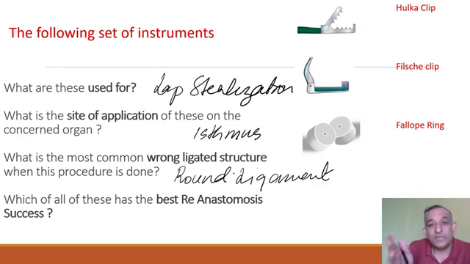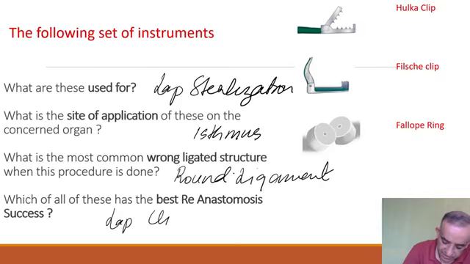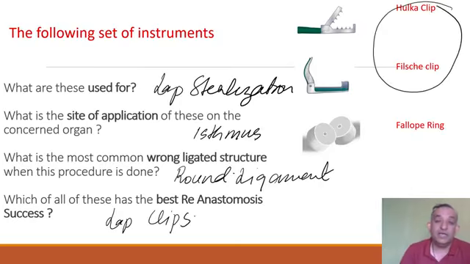So of all the tubectomies, which has the best re-anastomosis success? That is the laparoscopic clips, whether it is the Filshie clip or the Hulka clip, both are the ones which are going to give us the best re-anastomosis success. All right, guys. So that's about the tubectomy.